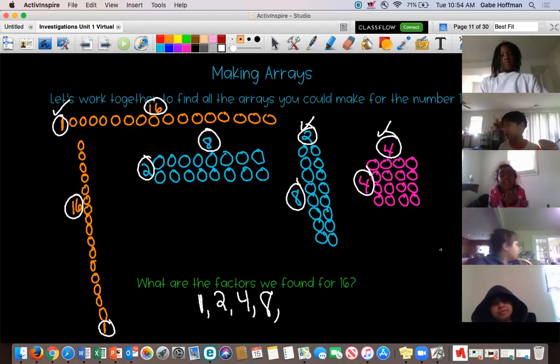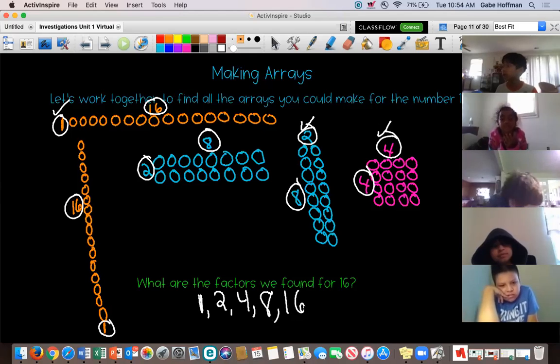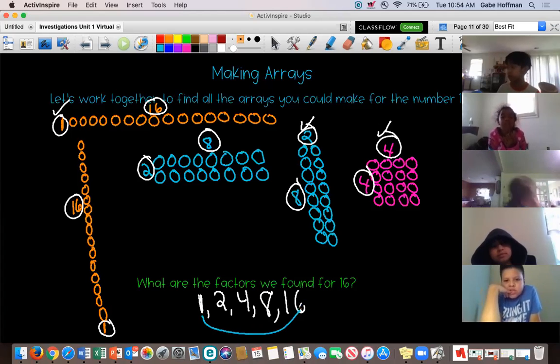16. Thank you. So then our factor pairs, when we do the rainbow, would be 1 and 16. 2 and 8. And then we don't even draw a full rainbow. And then 4 is a pair with itself, so just 4. So those are our factors for 16.